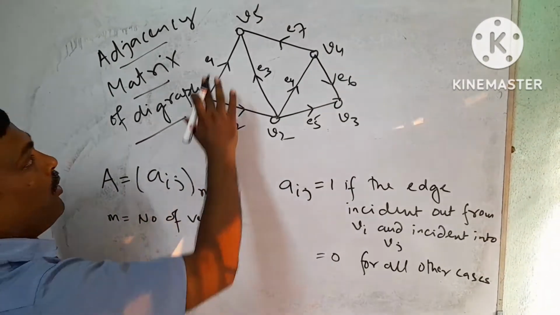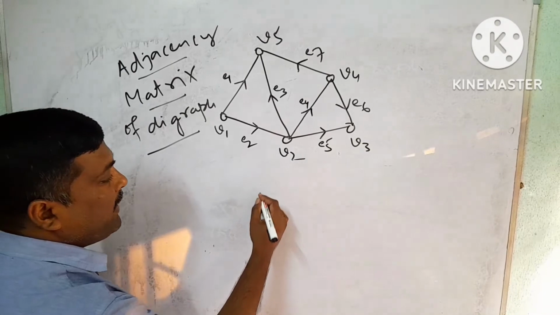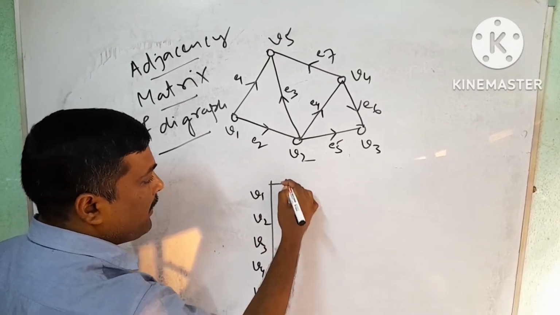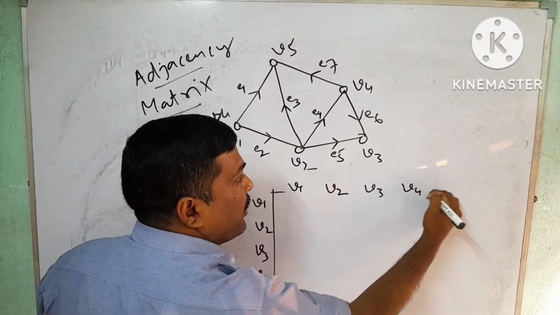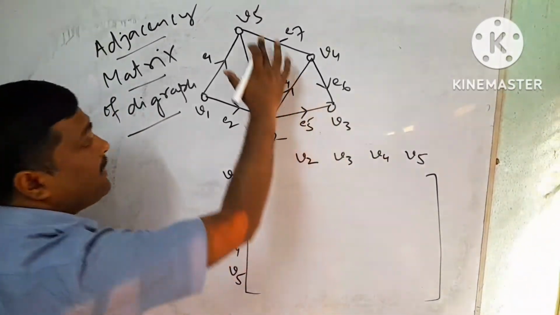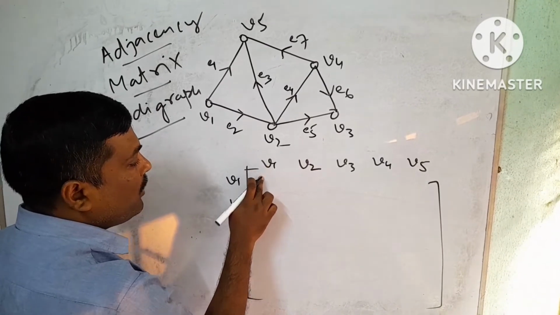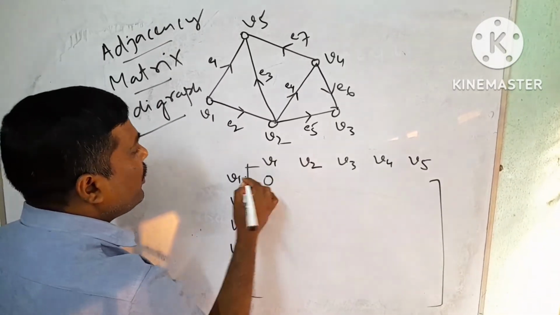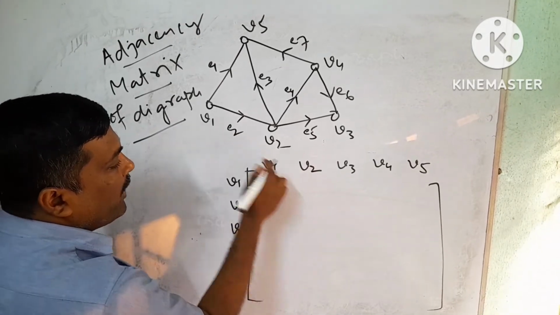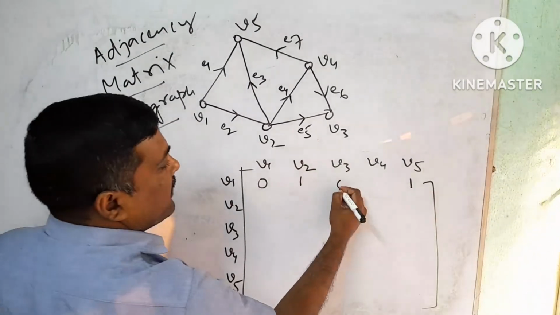Okay, now we will create the adjacency matrix of this graph. For this graph we have 5 vertices, so right here V1, V2, V3, V4, V5, and right here V1, V2, V3, V4, V5. Is there any edge which is incident out from V1, incident into V1? So is there any self loop at V1? No self loop, it is 0. Out from V1 into V2, we have one edge, so right here plus 1. Out from V1 into V5, so right here plus 1. For all other cases, it is 0.